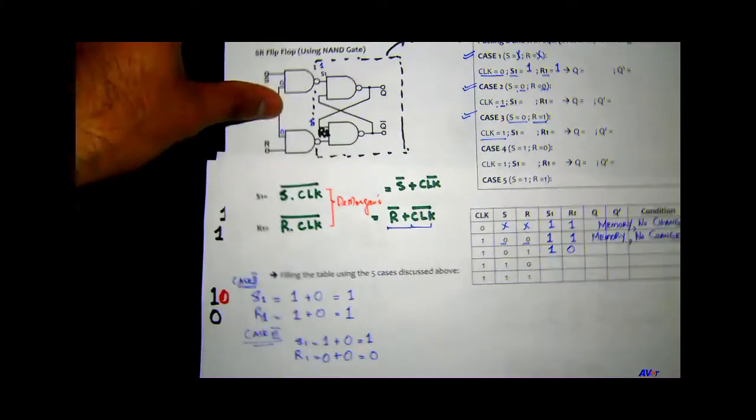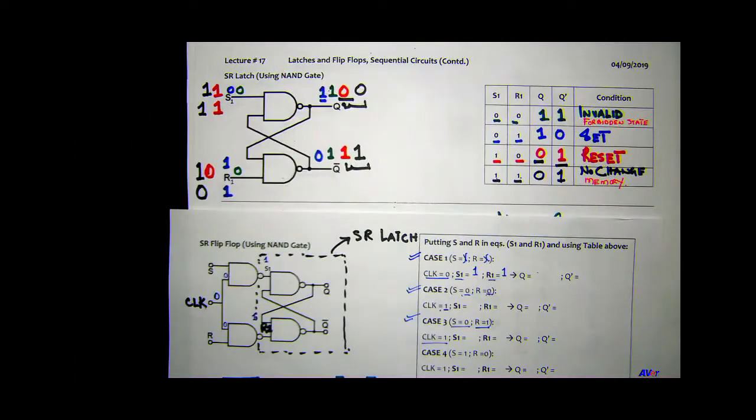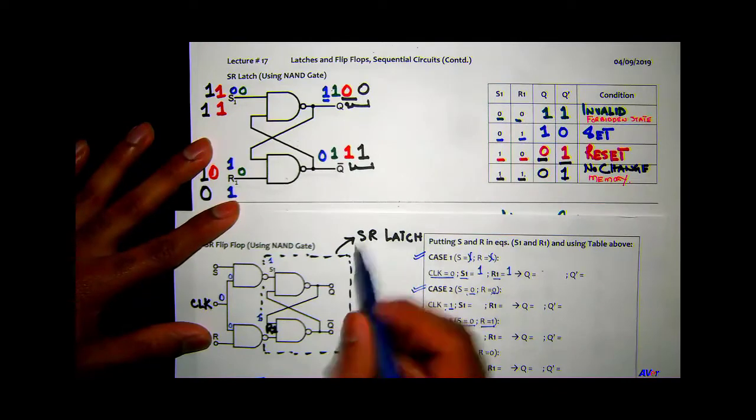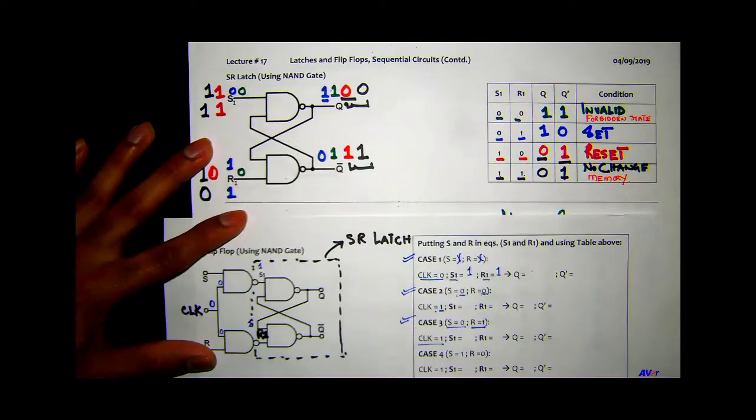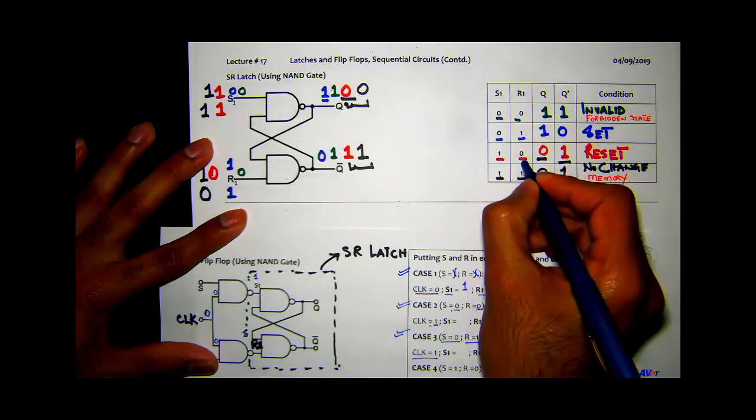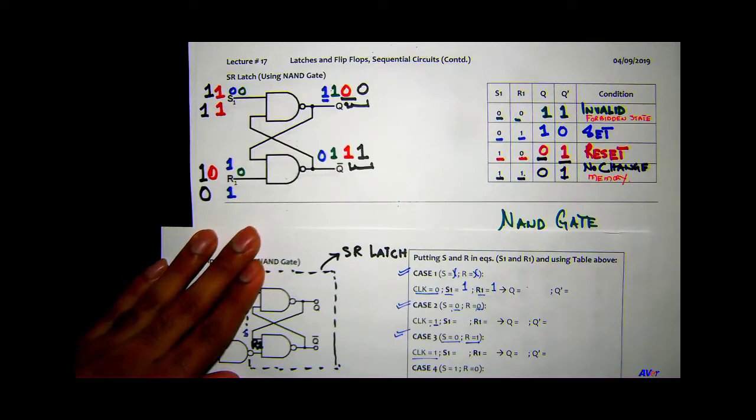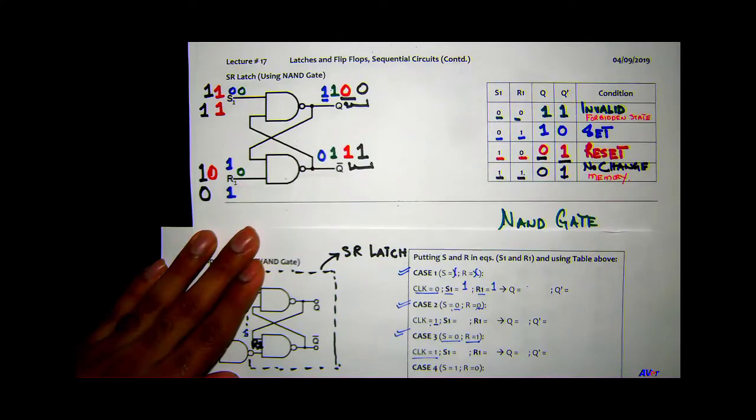Okay, now let's look at the truth table from the previous example, because this part is actually the SR latch that we just did. When S1 is 1, R1 is 0, Q is 0 and Q bar is 1. Again, this is the reset condition.